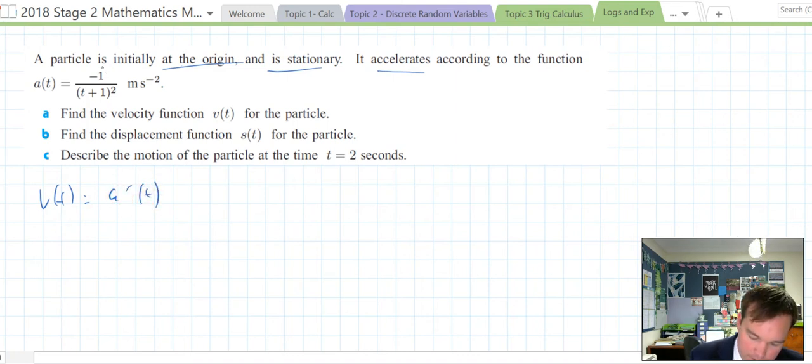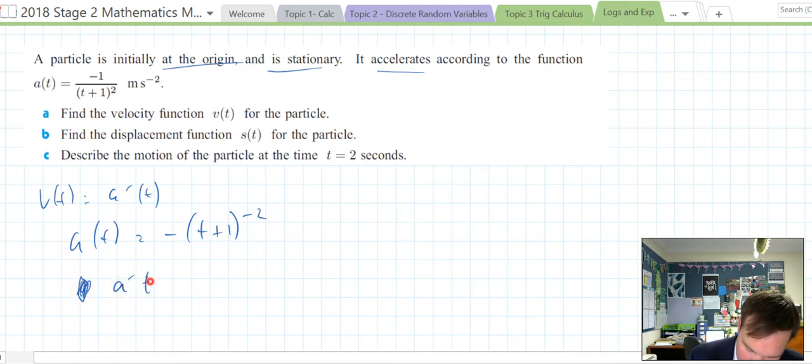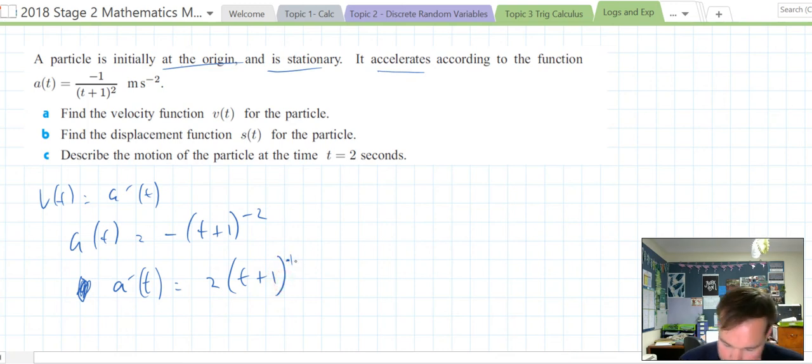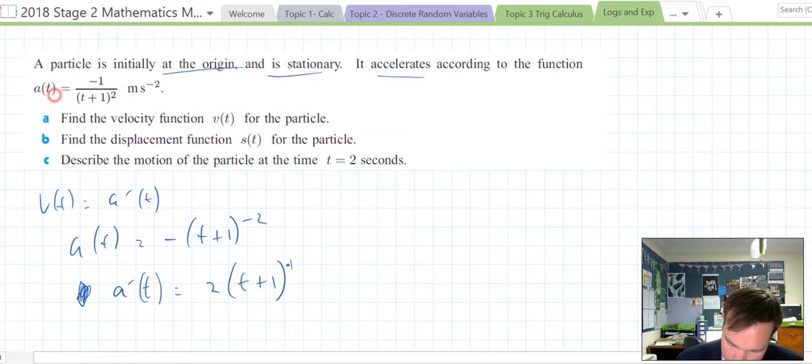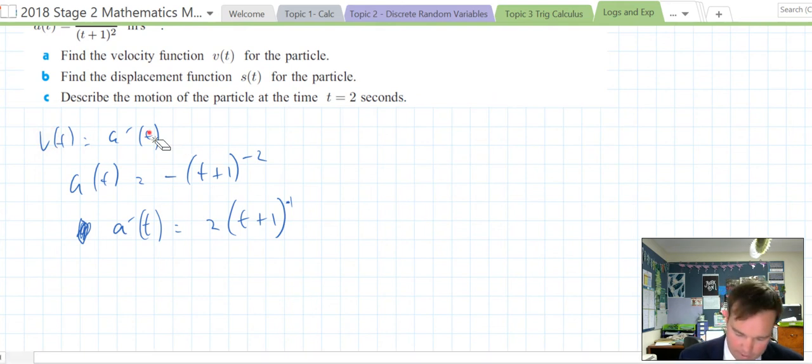Alright, so we need to find the derivative of this. I would remember that a of t is really minus t plus 1 to the minus 2, and therefore, apologies, a dash t is going to be positive 2, as the negative 2 comes down and combines with that, t plus 1 to the negative 1. Apologies, ignore that. In fact, ignore that entire explanation. I've gone completely the wrong way.